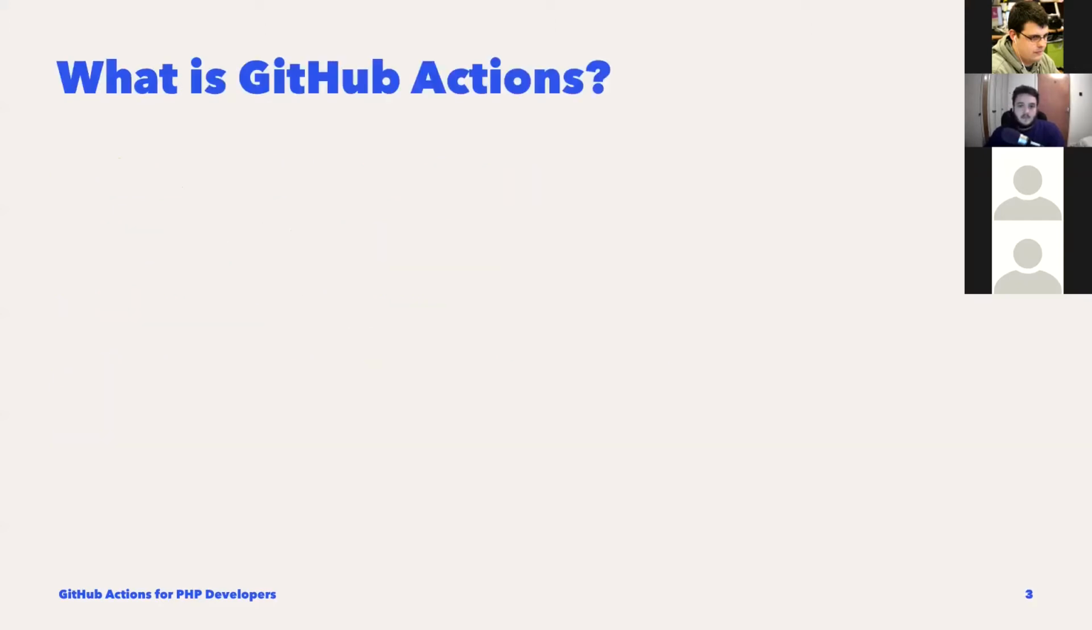So what is GitHub Actions? Well, it's a first class or first party CI/CD platform on GitHub itself. So everything's in one place. You have your repositories there, and you can also have your CI/CD there.